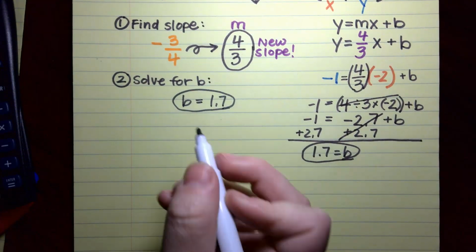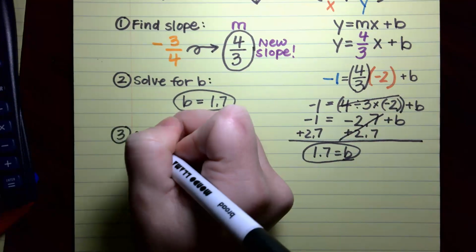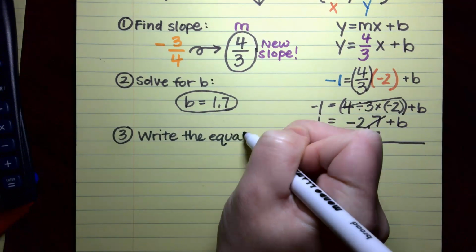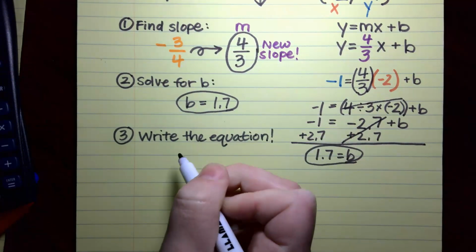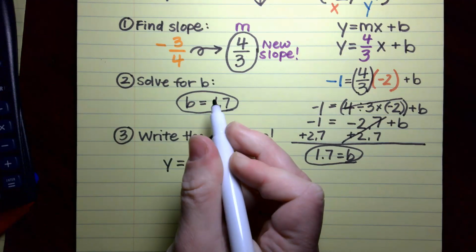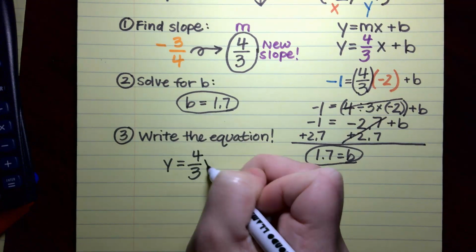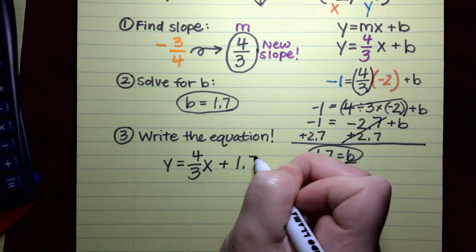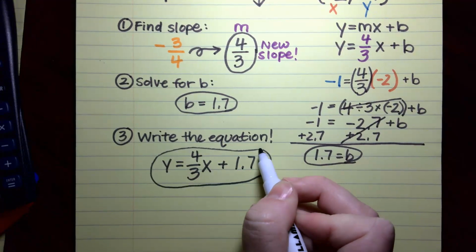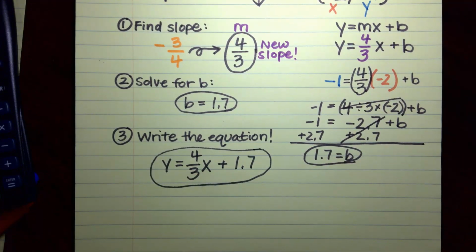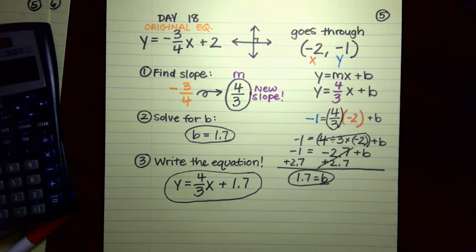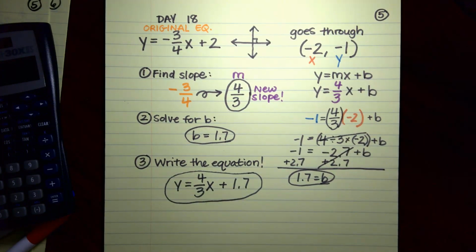All we need to do now is step 3, which is write the equation. What's our equation? y equals 4 over 3x plus 1.7. Good. y equals 4 over 3x plus 1.7. Awesome job, guys. Or y equals 4 over 3x plus 1.6, if that's what you put instead of 7.